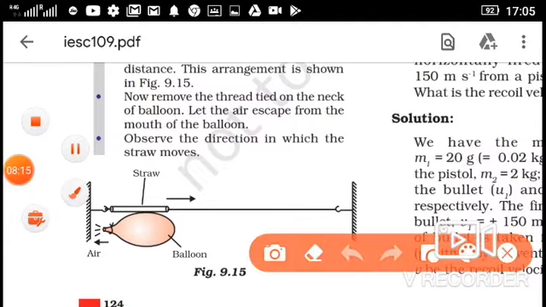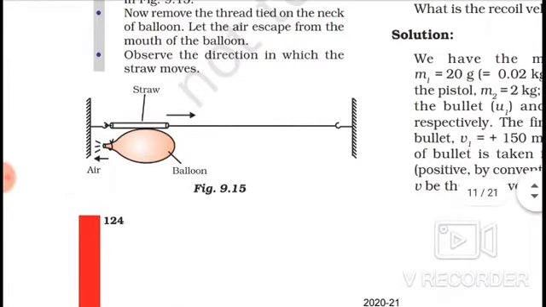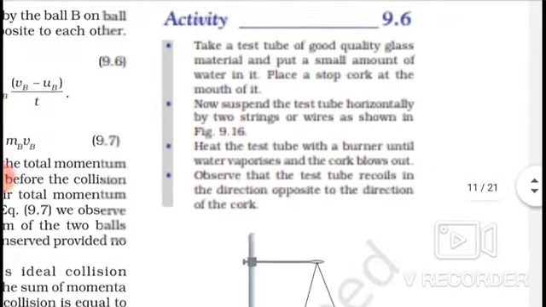Now remove the thread tied on the neck of the balloon. You remove the thread, the air escapes in this direction, and observe the direction in which the straw moves. The straw moves in this direction. This means it is action and reaction force. Also you can call this the conservation of momentum, because it applies the third law of motion.